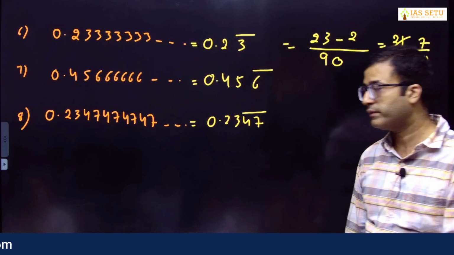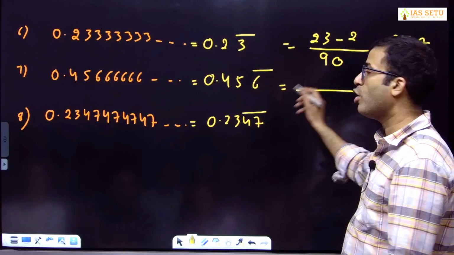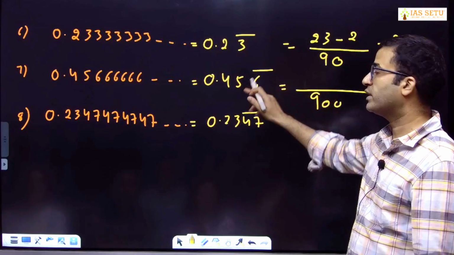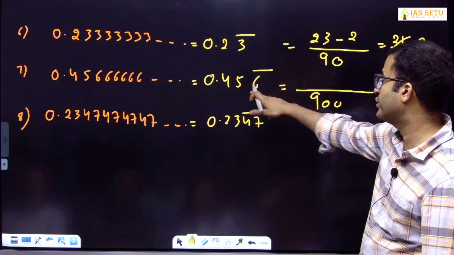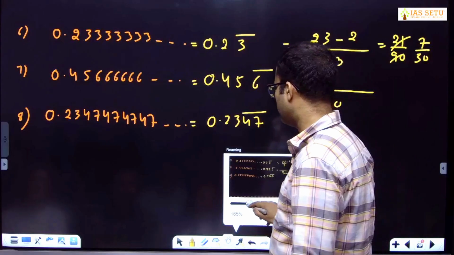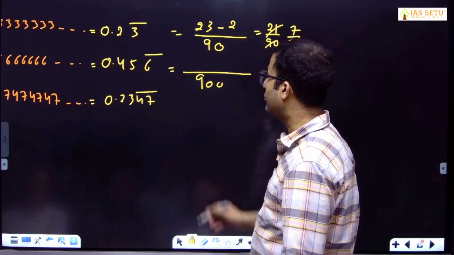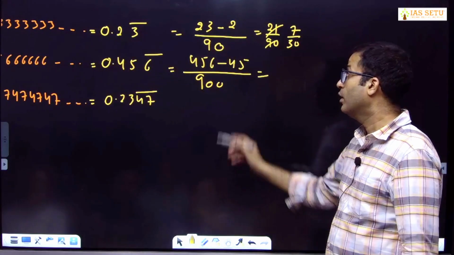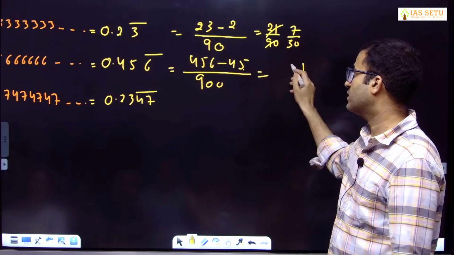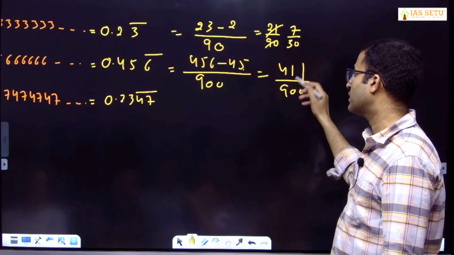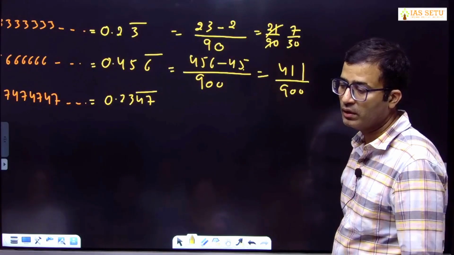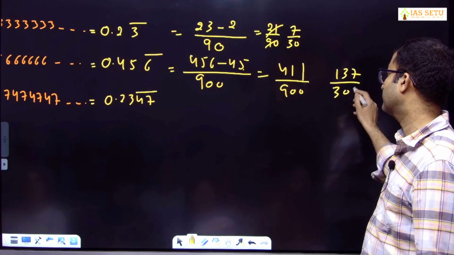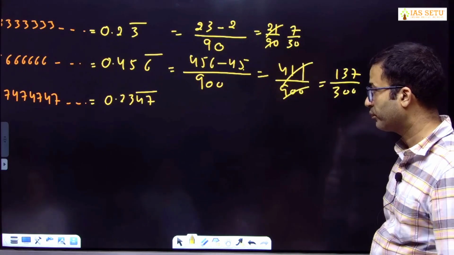अगर उतना पहुंच गए. Second question. Tell me how many 9? 1. How many 0? 2. So here there is 1 digit in the bar, 1 9. There are 2 digits between the decimal and bar. So 2 0. Now numerator is total number 456 minus 45. So 6 minus 5 is 1, 5 minus 4 is 1, 411 upon 900, 3 से तो पक्का ही जा रहा है. 137 upon 300, 3 से डिवाइड कर दो.